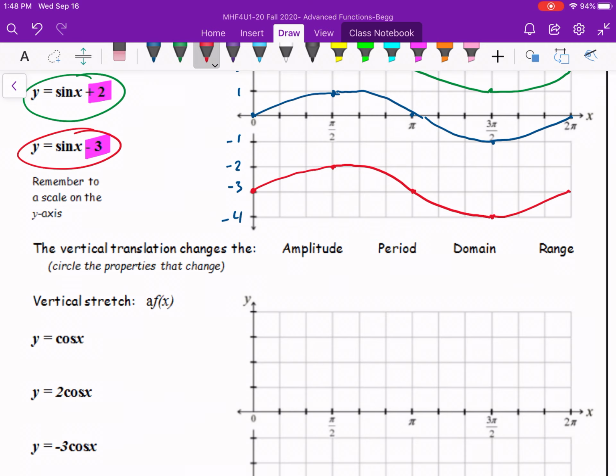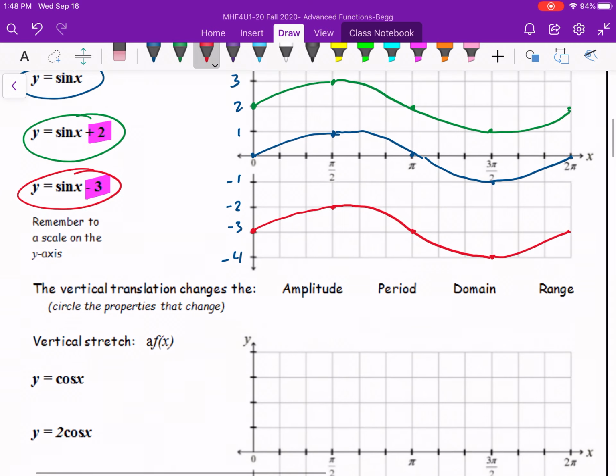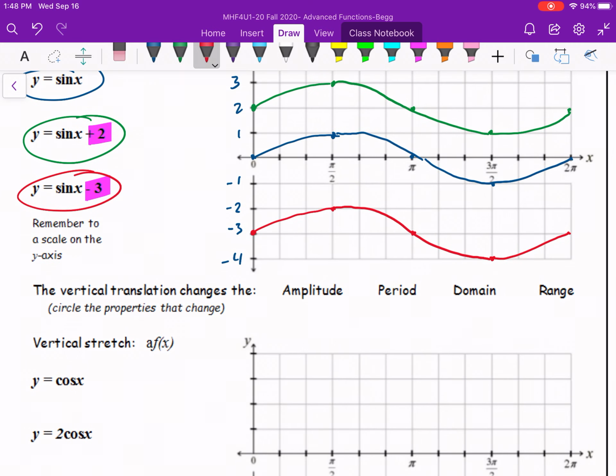Vertical translation changes what? Circle the properties that change. Has the amplitude changed? That's the distance between the axis of the curve and the maximum or minimum point. And the answer is no. The axis of the curve for the parent function is the x-axis. The axis of the curve shifts when we shift things. So for the green one, the axis of the curve went up to 2, and for the red one, the axis of the curve went down to -3. So you can see that the amplitude is exactly the same.